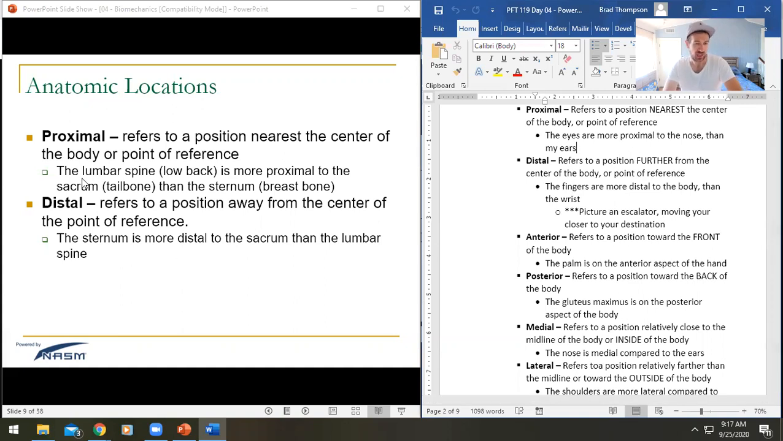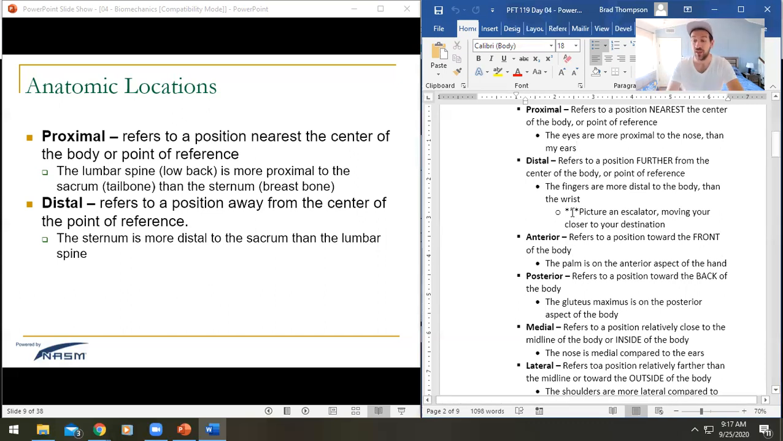So the lumbar spine, your low back, is more proximal to the tailbone than the sternum is. My lumbar spine here is closer to my tailbone right here than my sternum is, which is all the way up here. And so it is within proximity to the sacrum. My sternum, though, is more distal to the sacrum, so it's farther away from the sacrum than my lumbar spine is. So we flipped it around there.